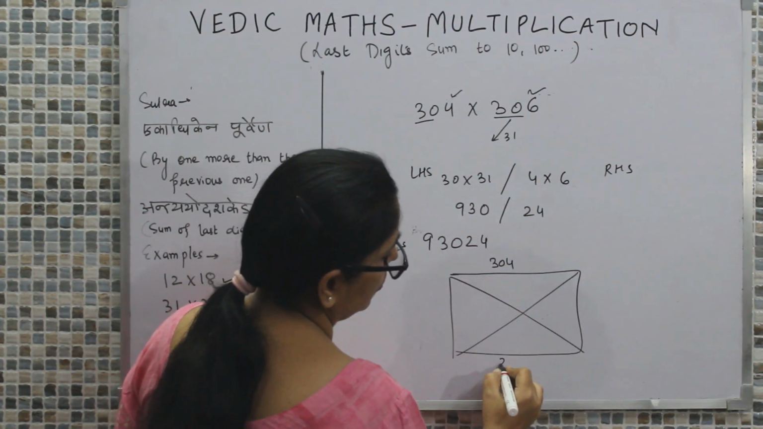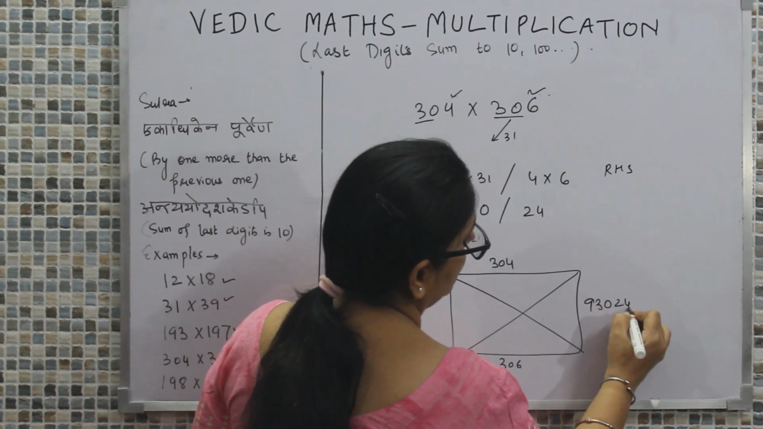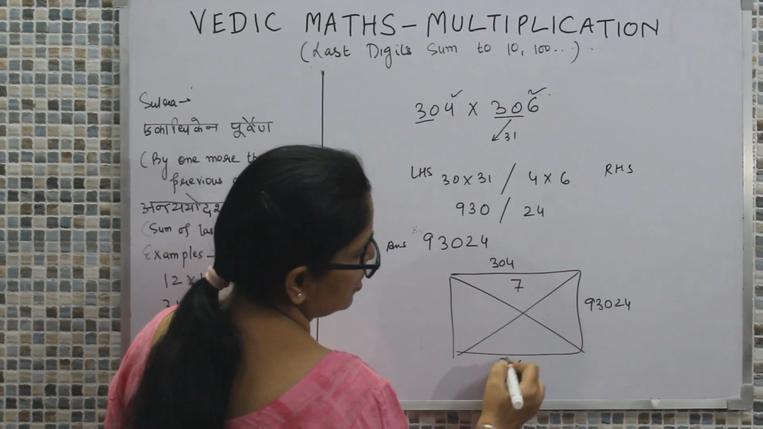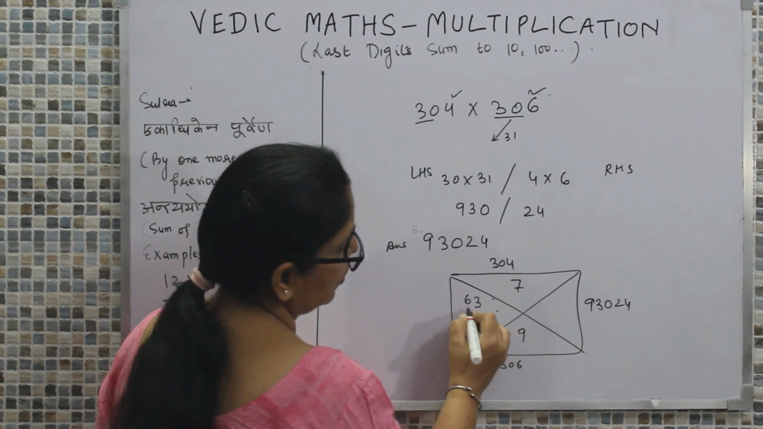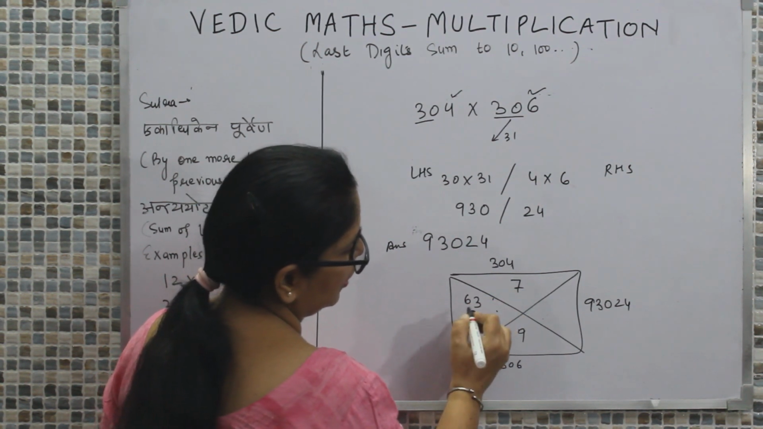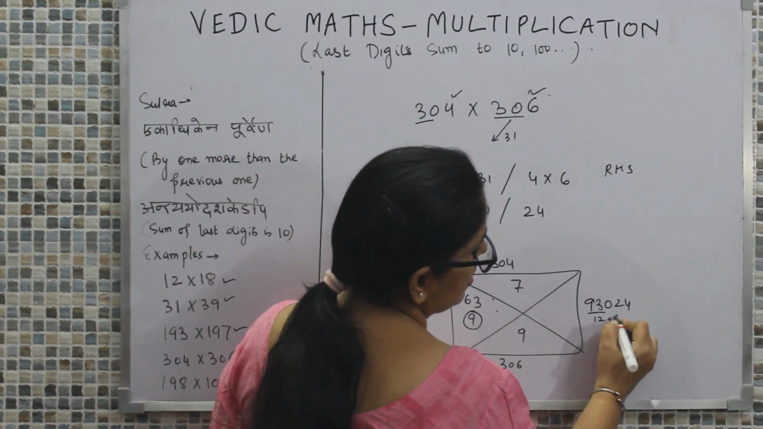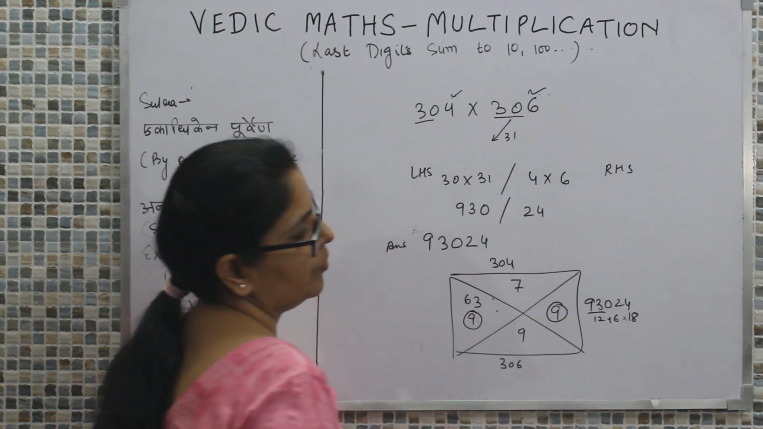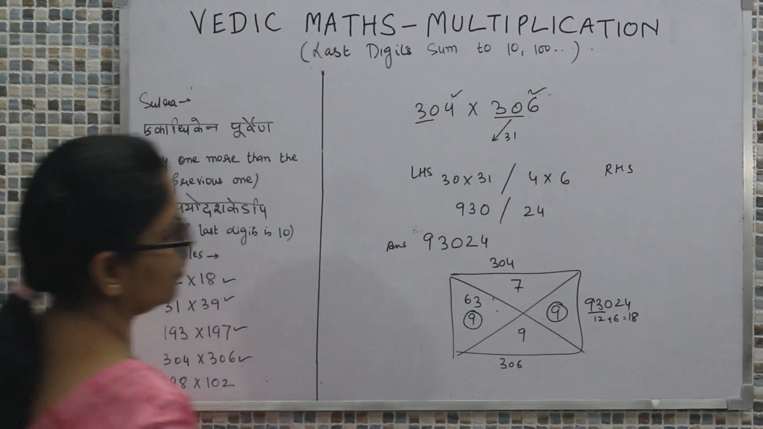The verification of the answer: 304, 306, 93024. 3 plus 4 is 7, 6 plus 3 is 9, 7 9s are 63, 6 plus 3 is 9. 9 plus 3 is 12, 12 plus 6 is 18, 8 plus 1 is 9. So our answer is right. So we have done with this.